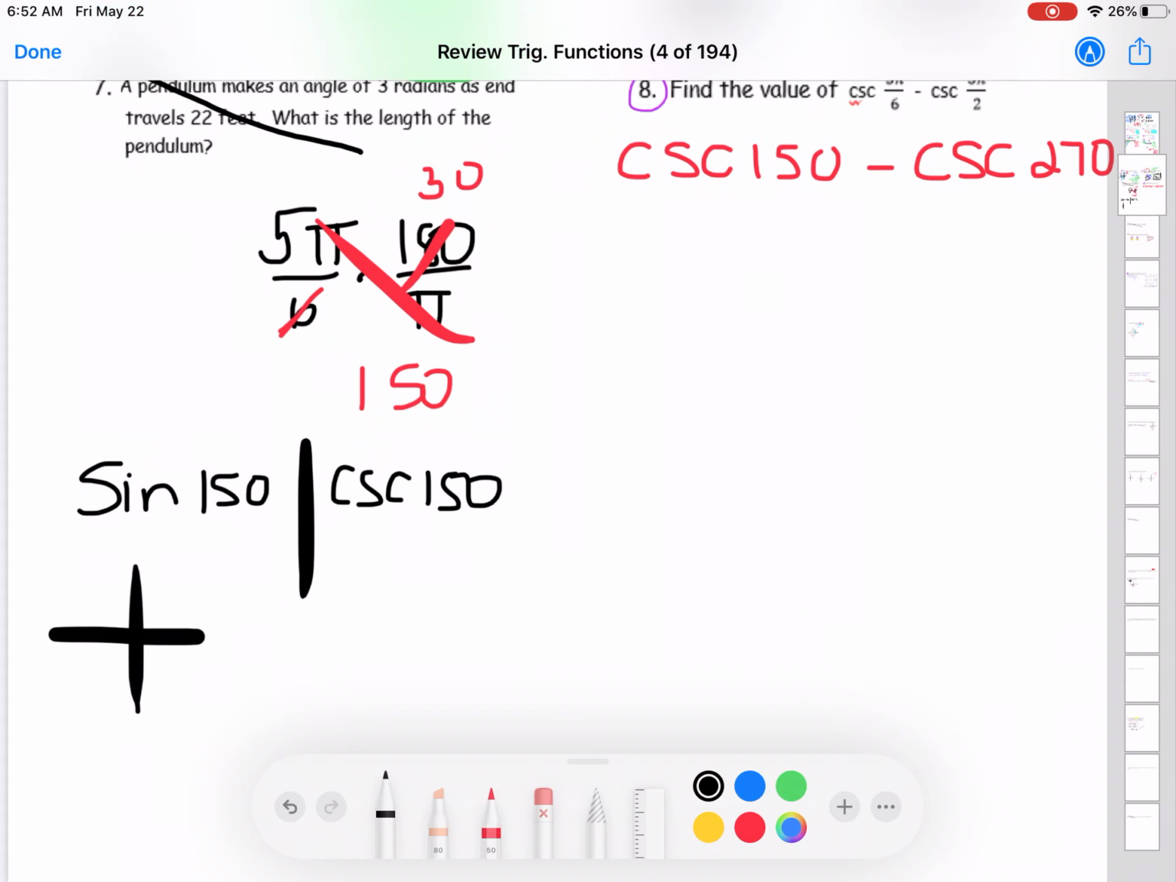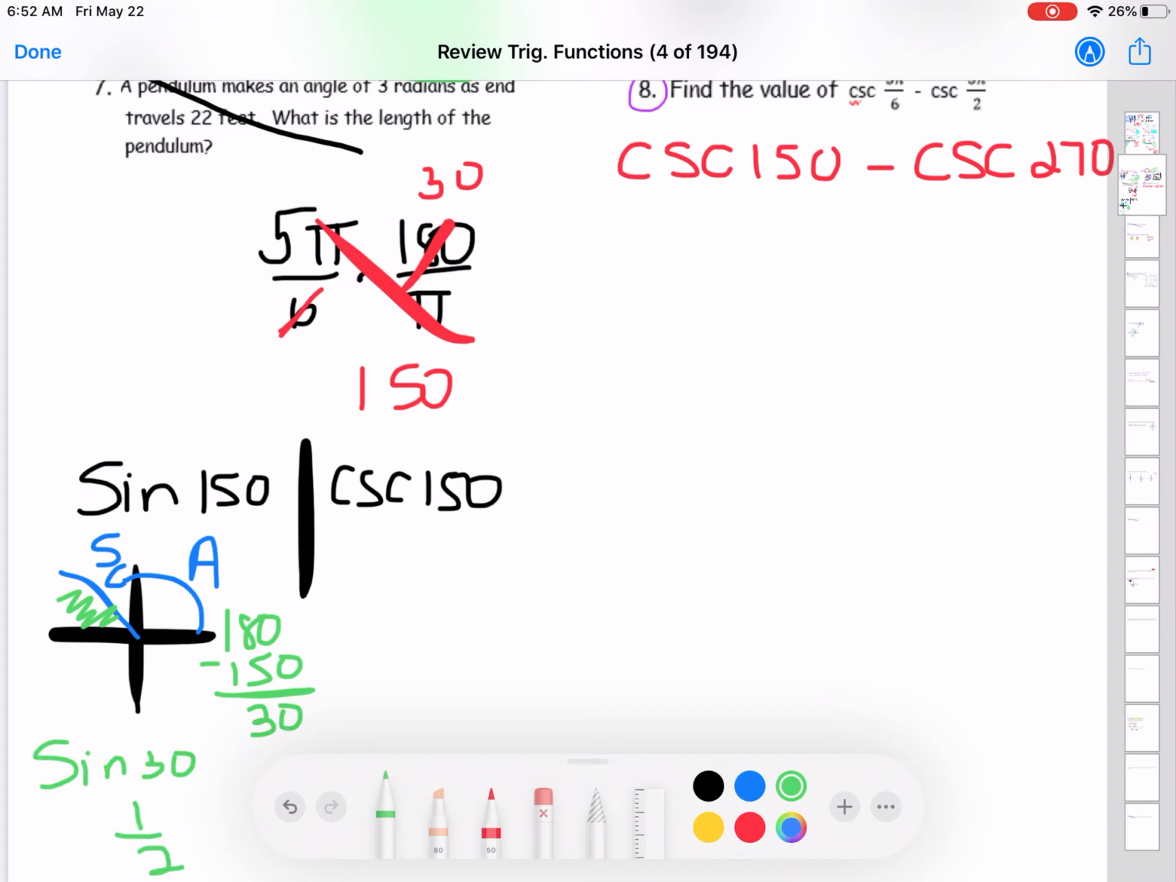So just like we've been doing on the previous questions, 150 lands right here. All Students Take Calculus, so sine is positive. Reference angle, 180 minus 150. So I'm trying to find the sine of 30. Sine of 30 is 1/2, so the cosecant is the reciprocal, which is 2. So this is 2 minus.